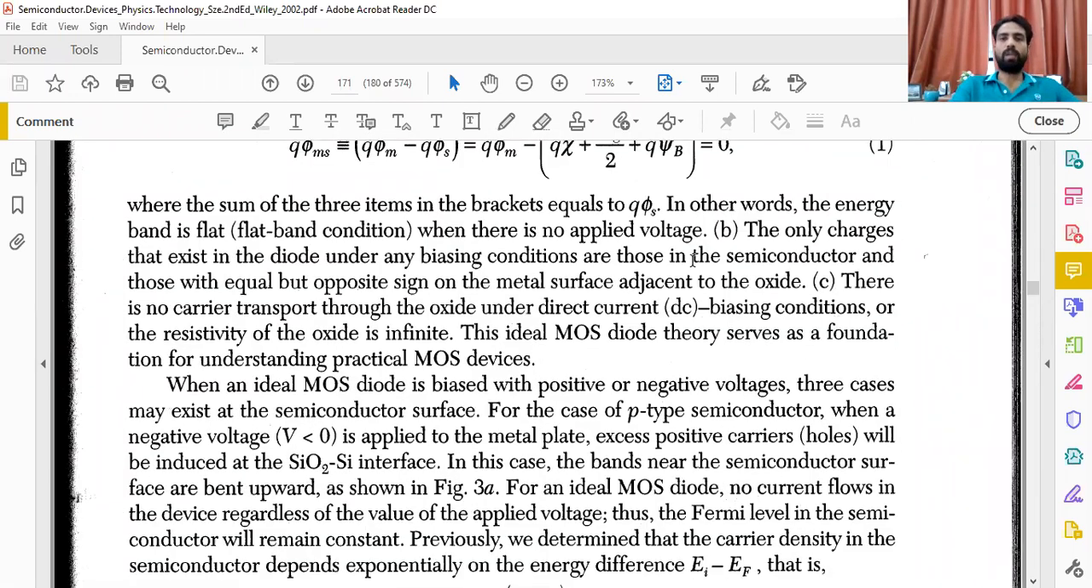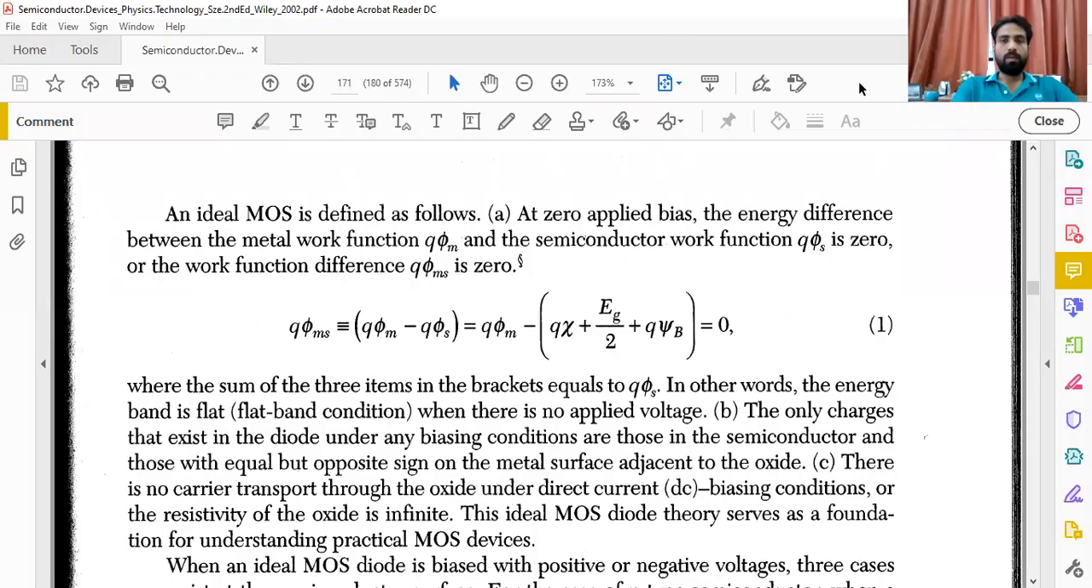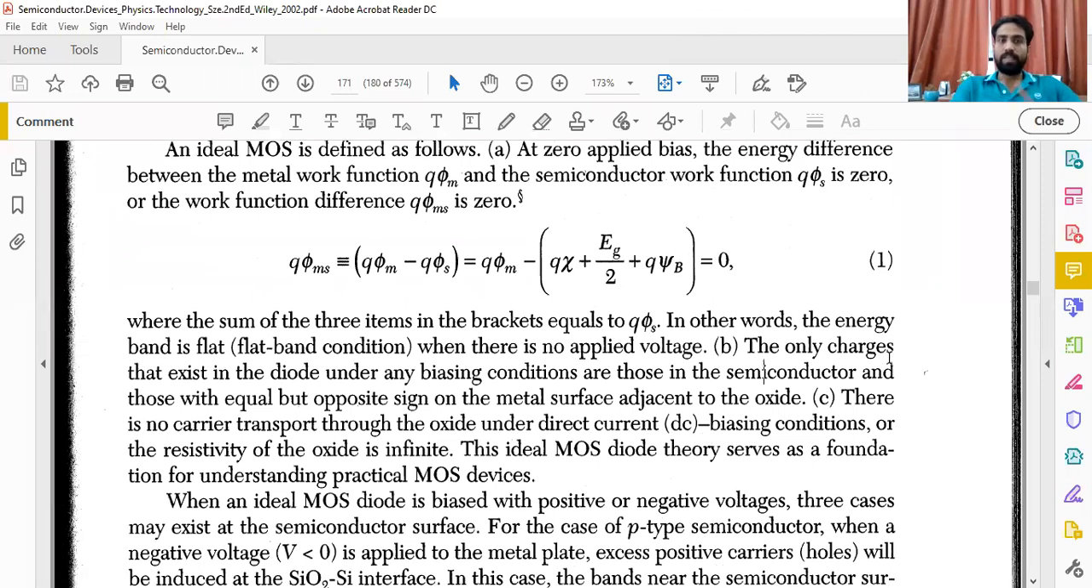So there is no carrier. The only charges that exist in the diode, I'm repeating this one, understand it very carefully: the only charges that exist in the diode under any biasing condition are those in the semiconductor and those with equal but opposite sign on the metal surface adjacent to the oxide. As we have this semiconductor and this metal, the semiconductor has some charges, the metal has some charges, and in between we have the SiO2 layer.